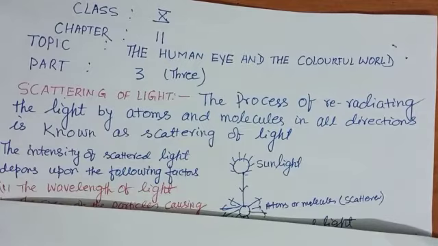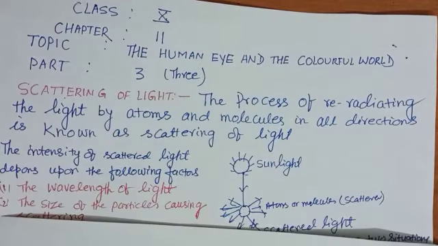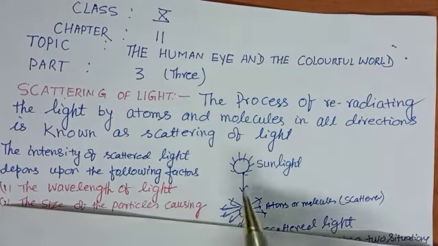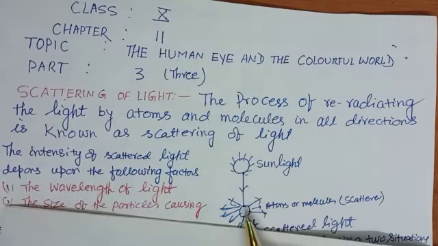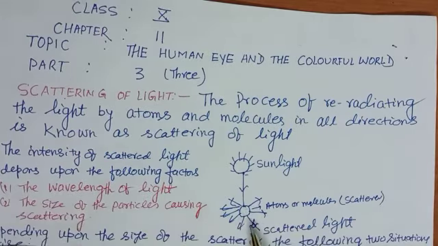scattering of light. See here in the diagram, the sunlight is incident on the atoms. The sunlight is absorbed by the atoms or molecules, and the atoms and molecules again re-emit the light. So this is known as scattered light. And remember, the atoms, molecules, or other particles are known as a scatterer.